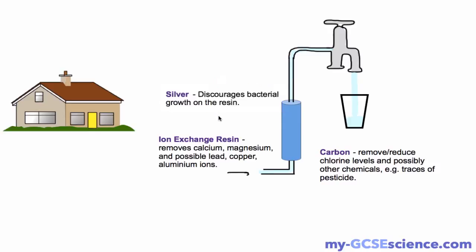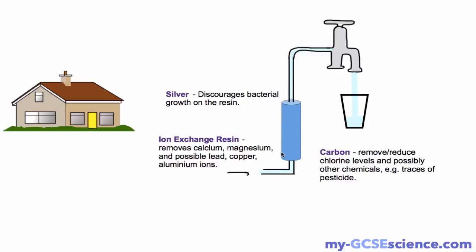And the last thing that might be added in there is some particles of silver, and this actually discourages the bacterial growth on the resin. So if any bacteria start to grow, silver is actually toxic to them, these silver particles, and that will discourage the growth of those bacteria. So this is one way in which water can be purified or further purified or filtered once it gets into the home, and it's often done in this way.